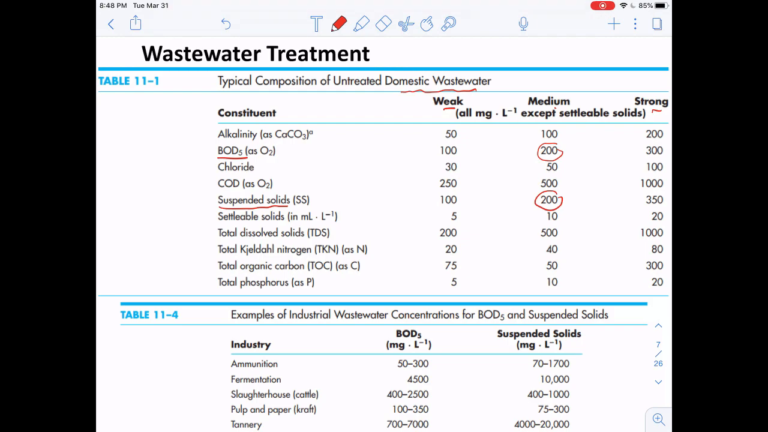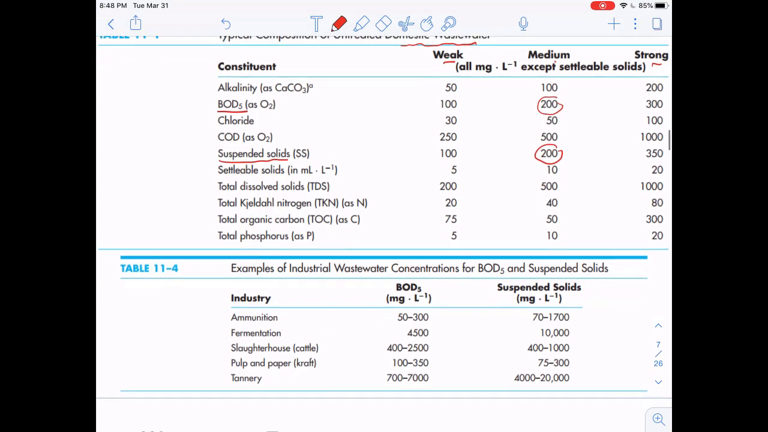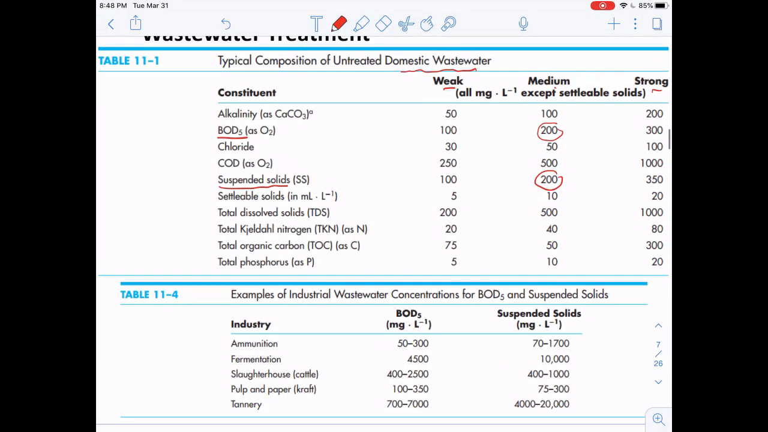For the weakly polluted water, they may have lower concentrations of these constituents, right? And this is the municipal wastewater. In terms of industrial wastewater, they will have very different concentrations of these pollutants, because it really depends on which type of industry we're talking about.